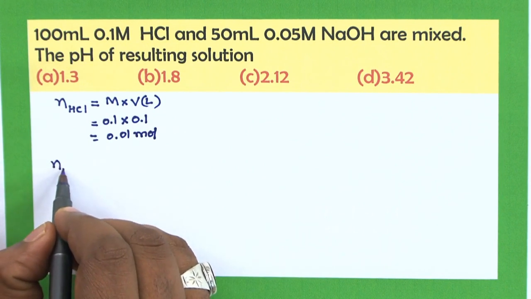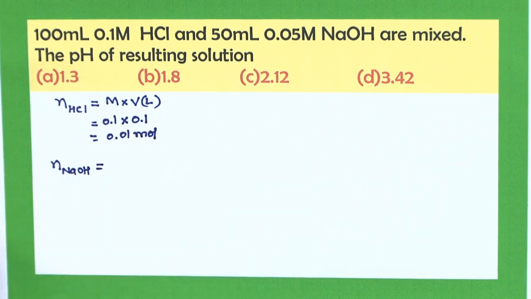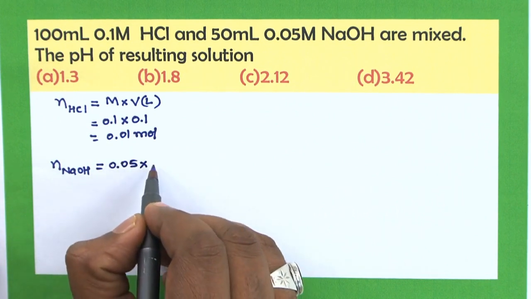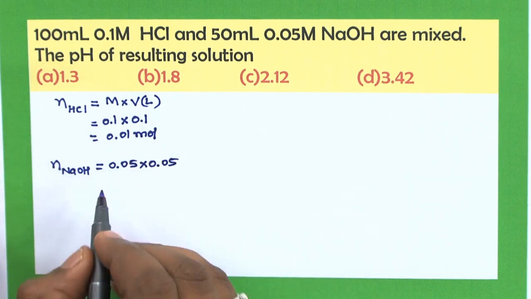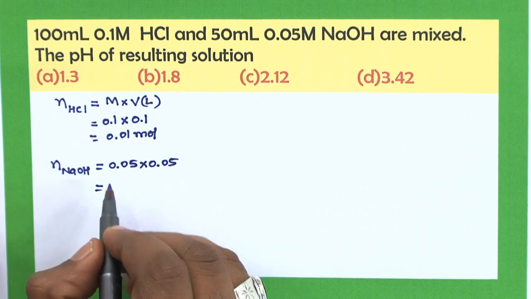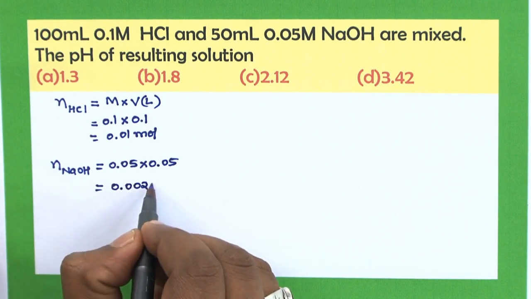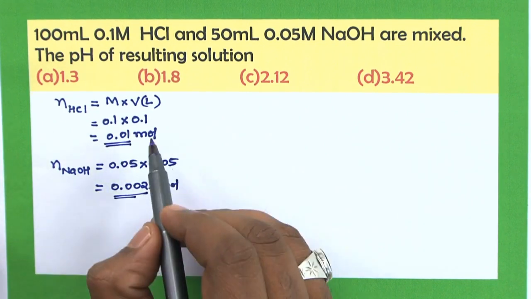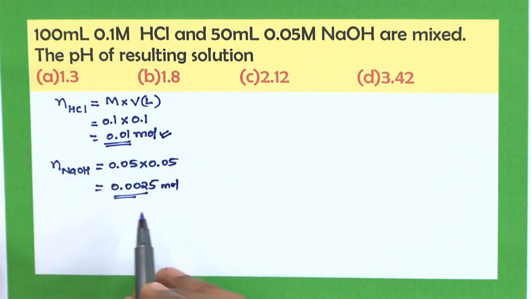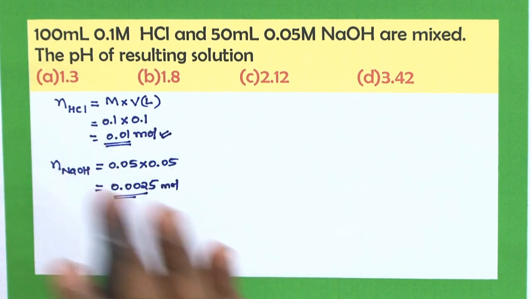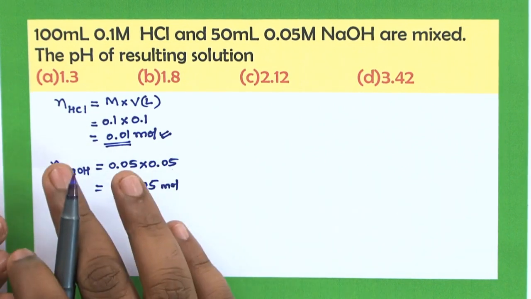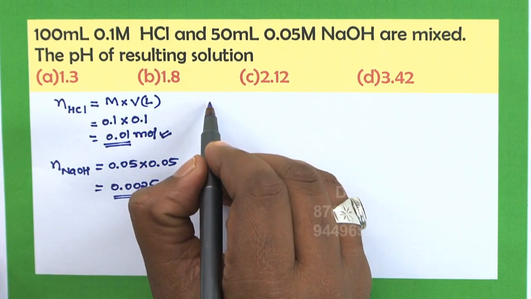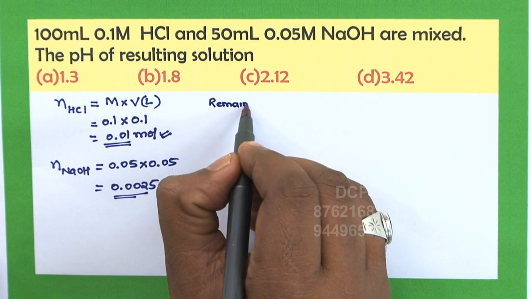Let us calculate the number of moles of NaOH. The number of moles of NaOH is equal to molarity into volume, that is 0.05 into 0.05, because 50 ml in liters is 0.05 liters. That will be equal to 0.0025 moles. If we compare the moles of HCl and the moles of NaOH, the added HCl quantity is more as compared to the NaOH. Hence, after mixing, the resulting solution will be acidic and the remaining will be the excess of HCl that is present.